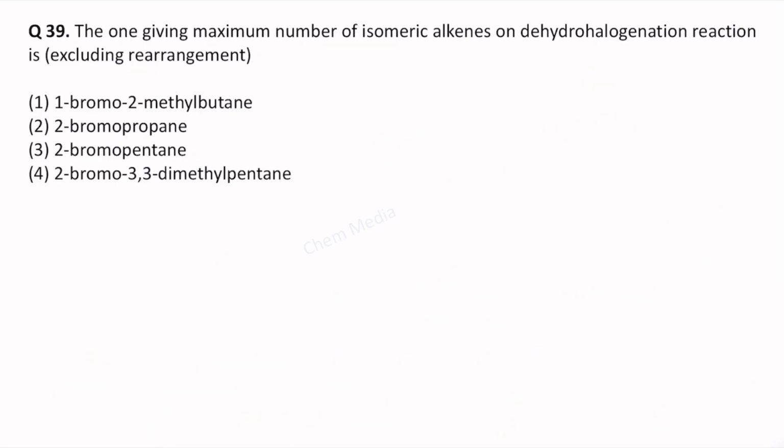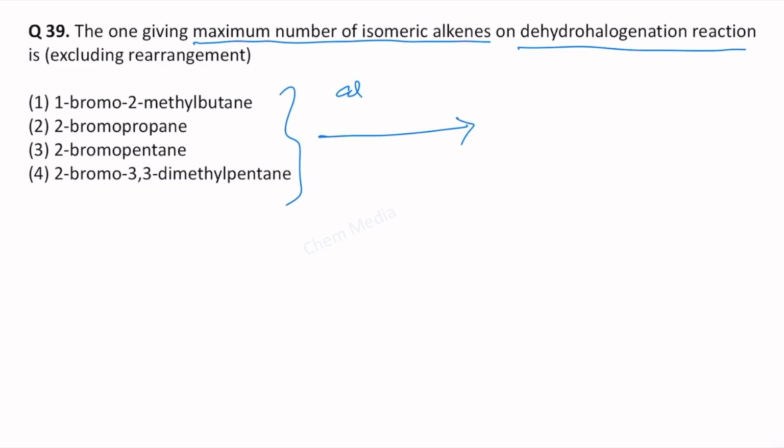The one giving maximum number of isomeric alkenes on dehydrohalogenation reaction is which one? We need to exclude all the rearrangements that are happening. When we have alkyl halides, if we heat alkyl halides in presence of alcoholic potassium hydroxide or sodium hydroxide, we will get an alkene. So here we need to see which alkyl halide will give the maximum number of alkenes.